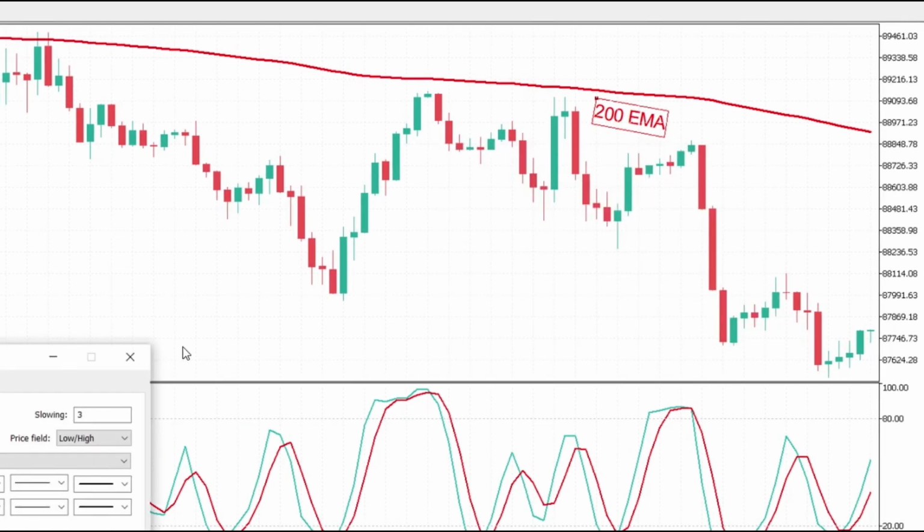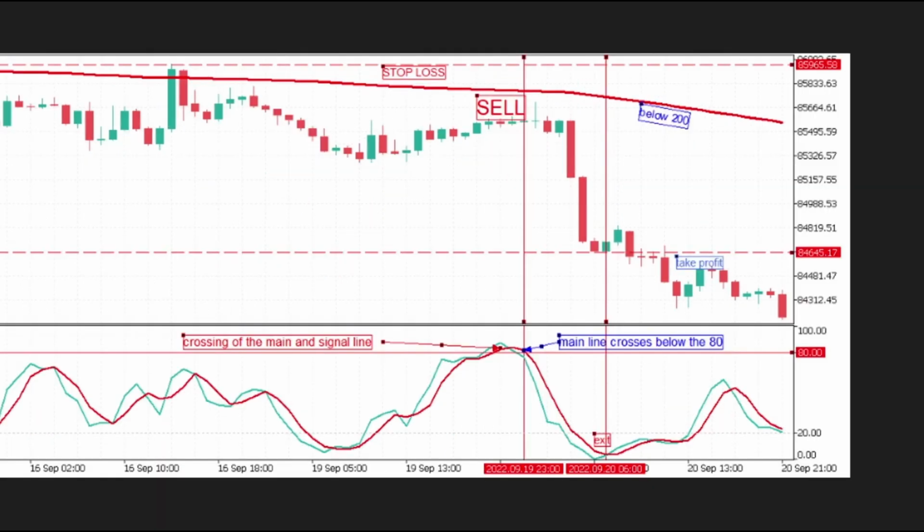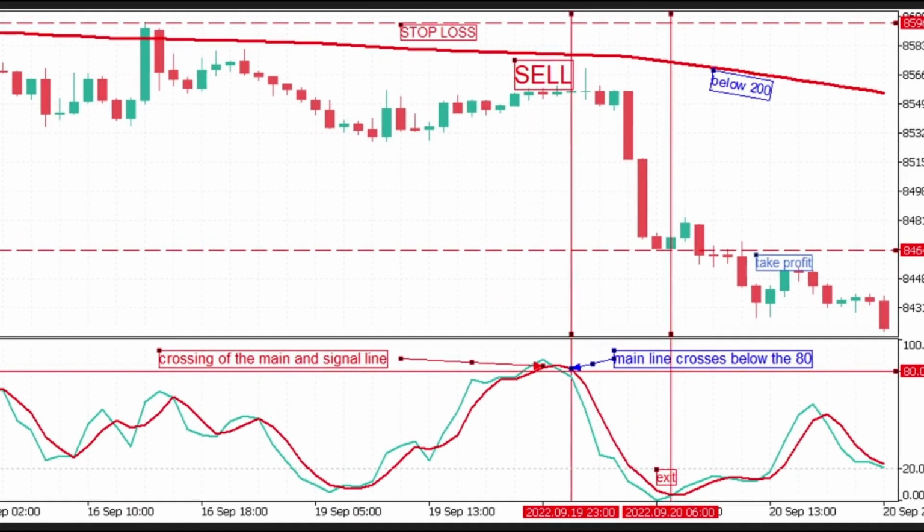Then for the settings of the stochastic, we're just going to make use of the default settings. So we're going to make use of the default settings, but you can use other settings. Then what are the conditions for us to sell and to buy? Let's start with the sell conditions.